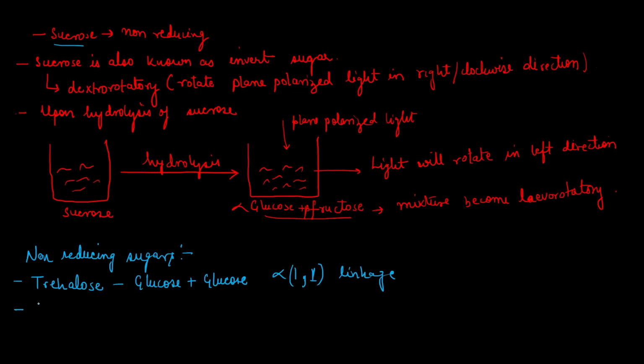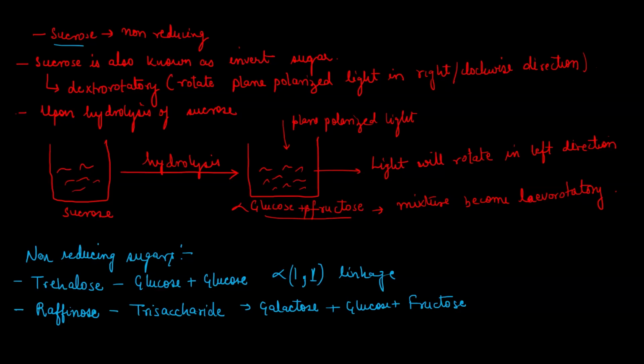The next example of a non-reducing sugar is raffinose. Raffinose is not a disaccharide, but a trisaccharide made up of three sugar molecules: galactose plus glucose plus fructose. The bond formation between them is done in such a way that none of the carbonyl groups is free. So raffinose is also non-reducing in nature.